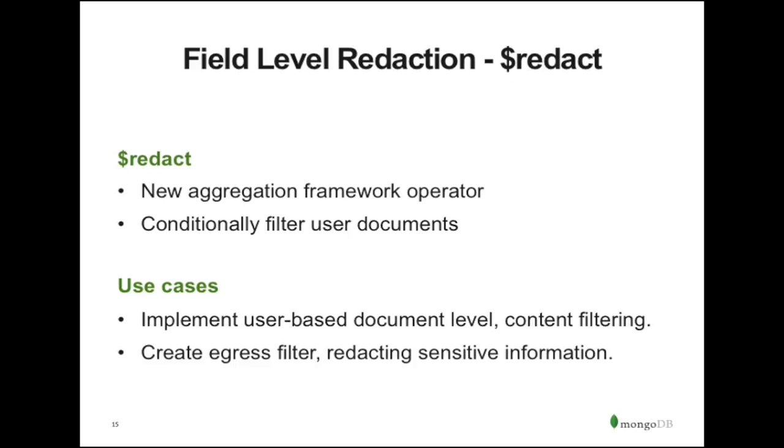An interesting addition to the access control system that came with 2.6 is something called field level redaction, which is based on a new aggregation operator called redact. It's pretty powerful, actually. You can essentially use it to conditionally filter certain user documents. You can do certain types of document level access control. You can implement certain types of content filtering, create egress filters for your database, and redact generally sensitive information.